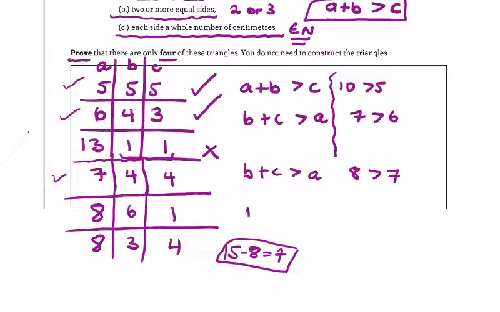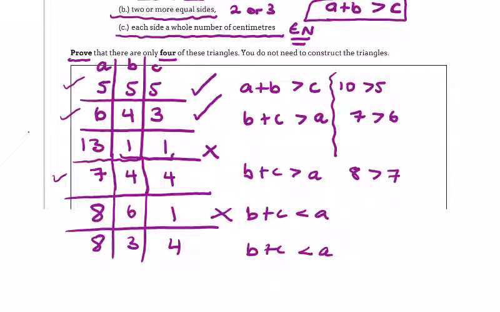So maybe write that down. B plus C is less than A. So no. And we can see here again, I'm just going to rub this out. B plus C is also less than A in this one. B plus C is less than A. And let's see why it doesn't work.